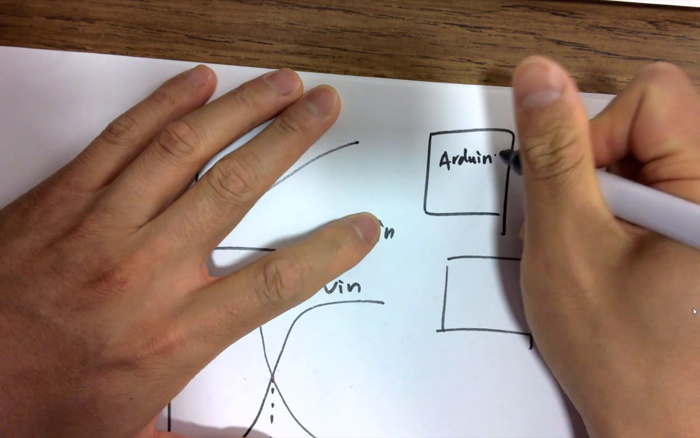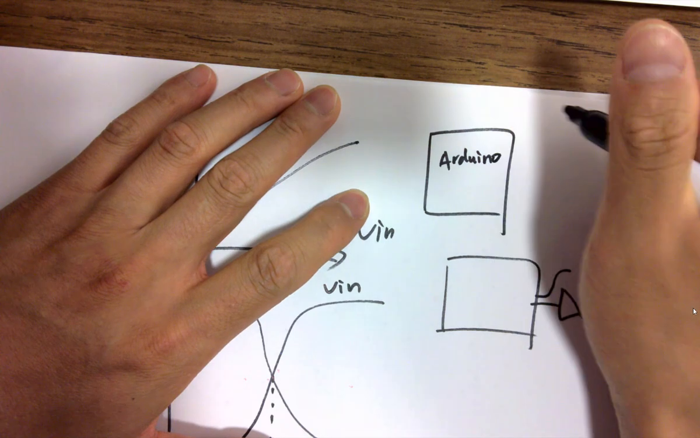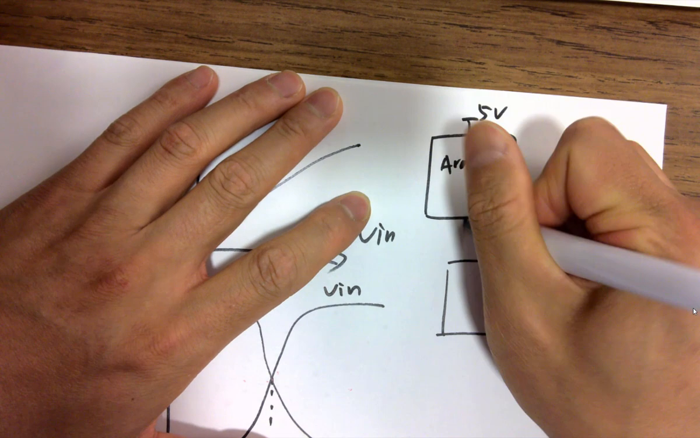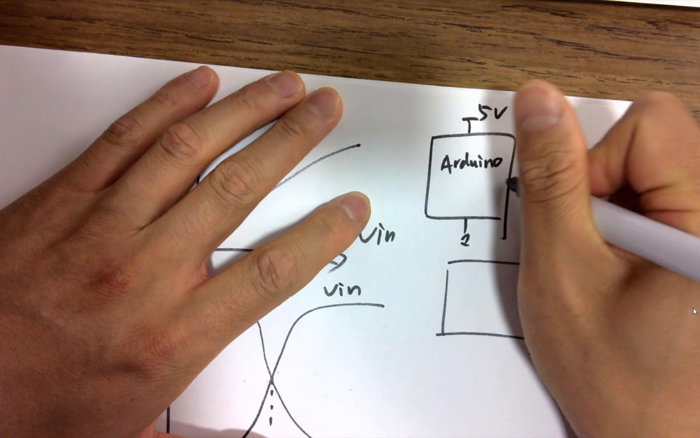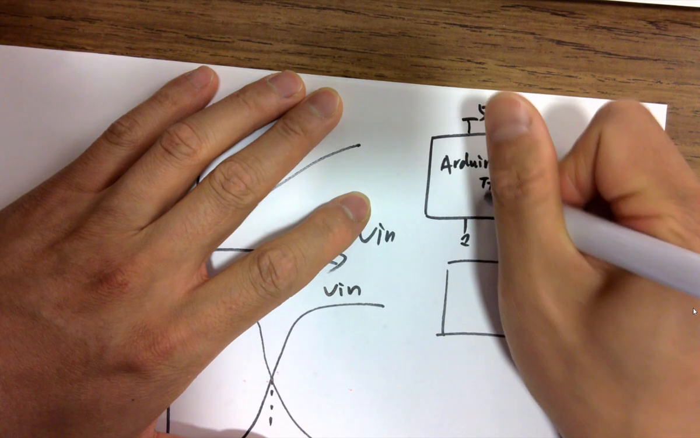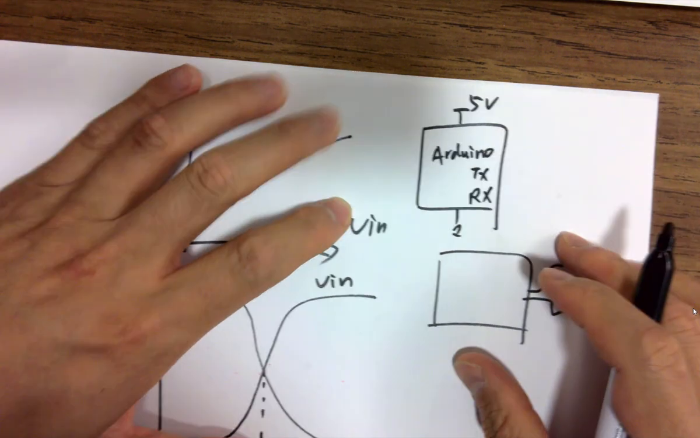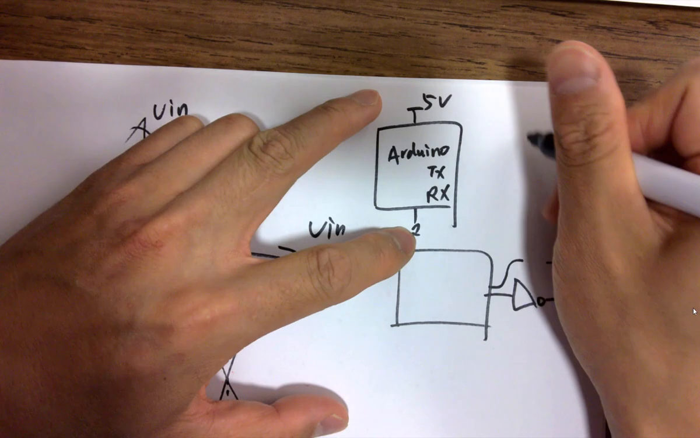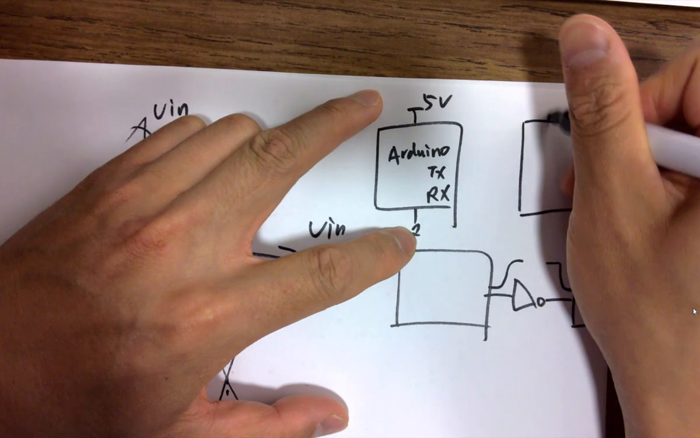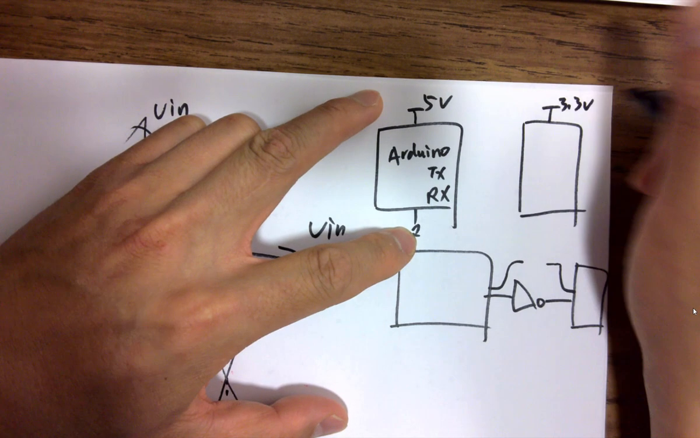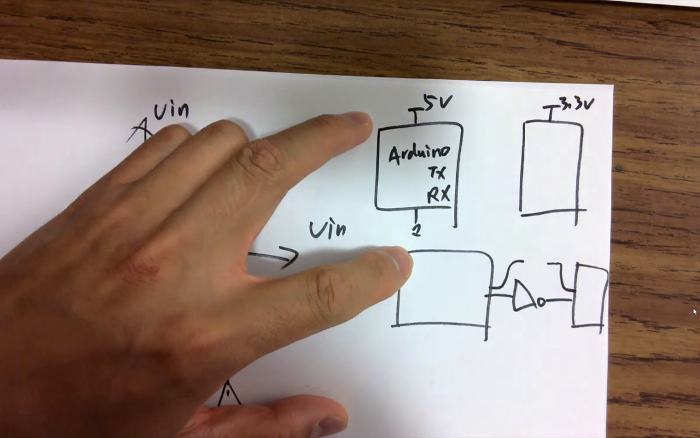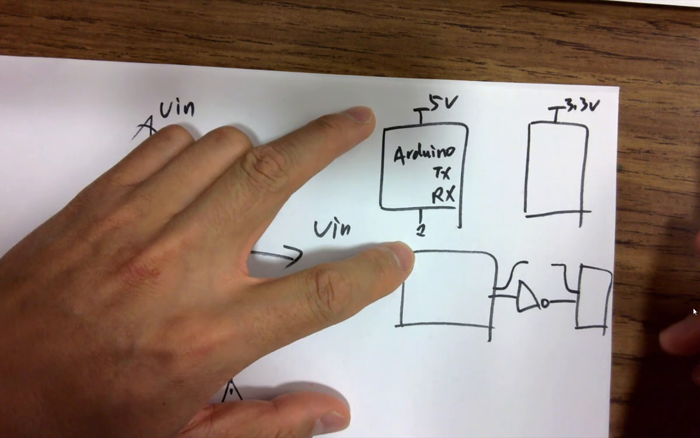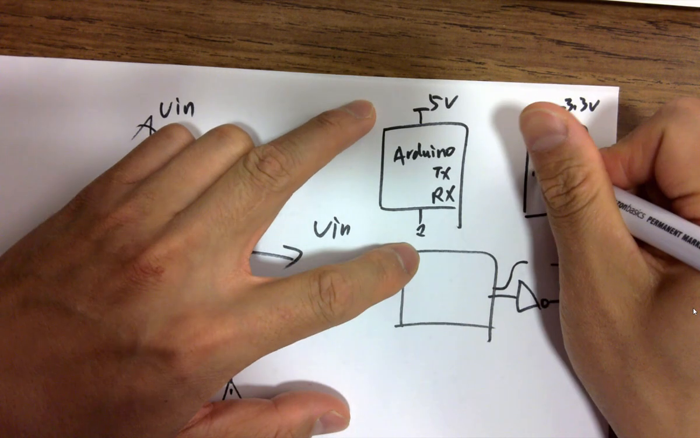What's the digital voltage for Arduinos? 5 volts, ground. So if you are doing a serial connection, and you have a sensor at 3.3 volts, can you directly connect these two together? No.